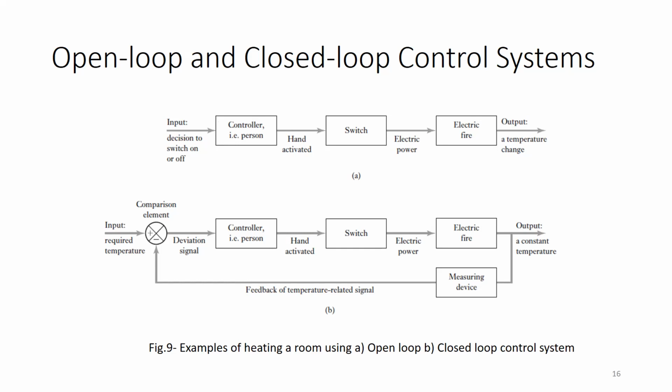The feedback system absence makes the control system an open loop control system, and the feedback system presence makes the control system a closed loop control system. So which type of system is better? In your opinion, which is a better system? Open loop or a closed loop? Sir, closed loop. The closed loop is better. Closed loop is better, always better.